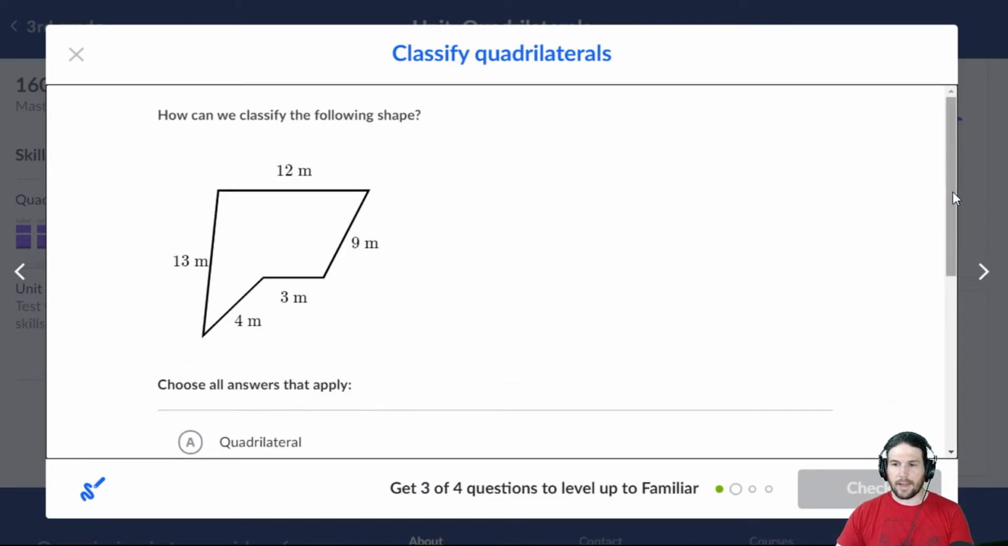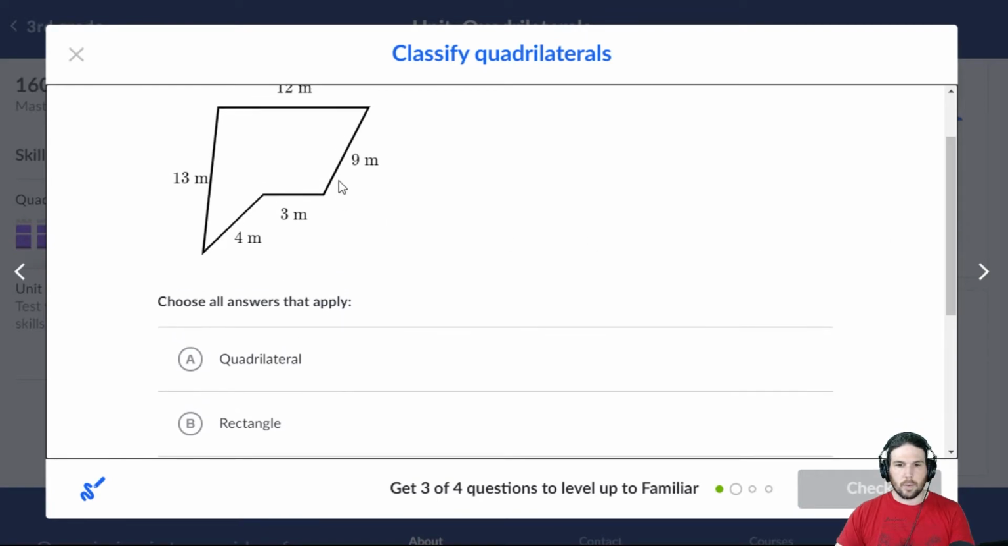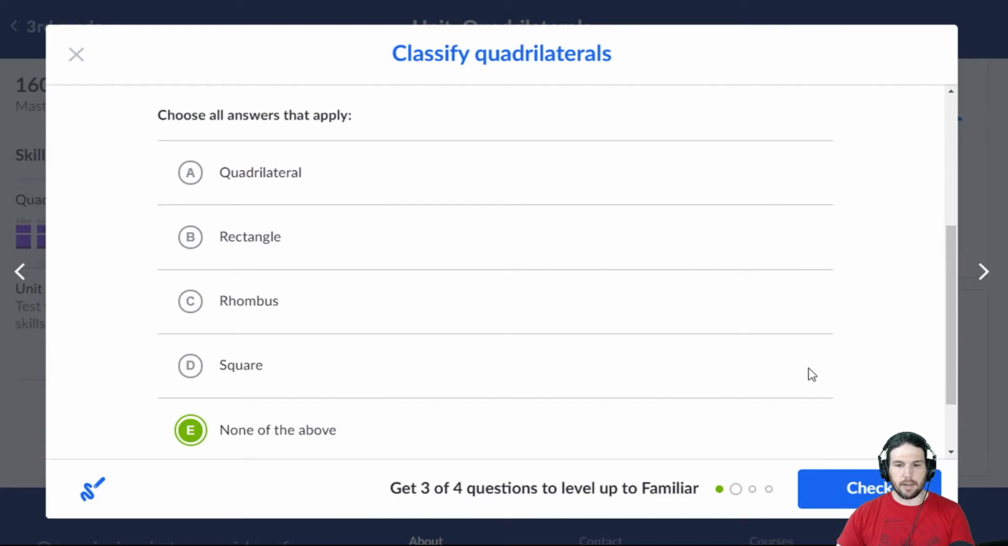I don't even know what that is. 1, 2, 3, 4, 5. It's not even a quadrilateral, so it's none of the above.